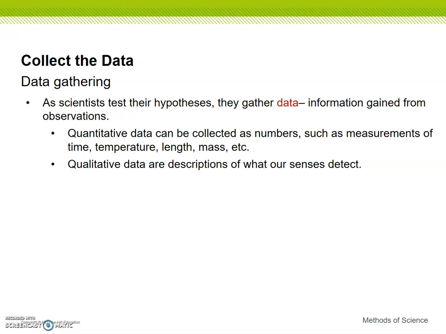Qualitative data are descriptions of what our senses detect. So what do you see? What do you hear? What do you observe? So think qualitative or quality. What's the quality of what you're looking at?